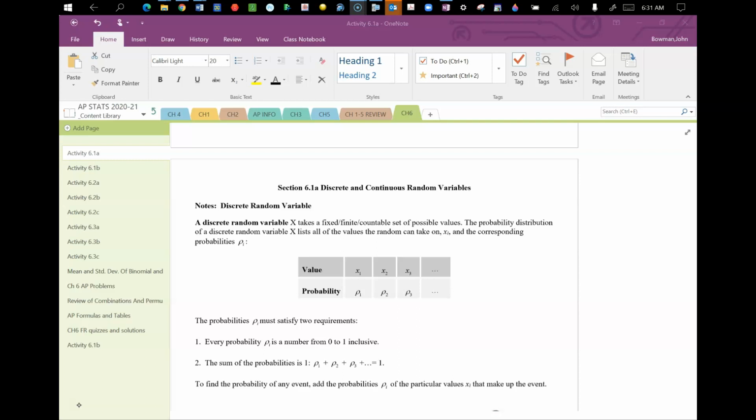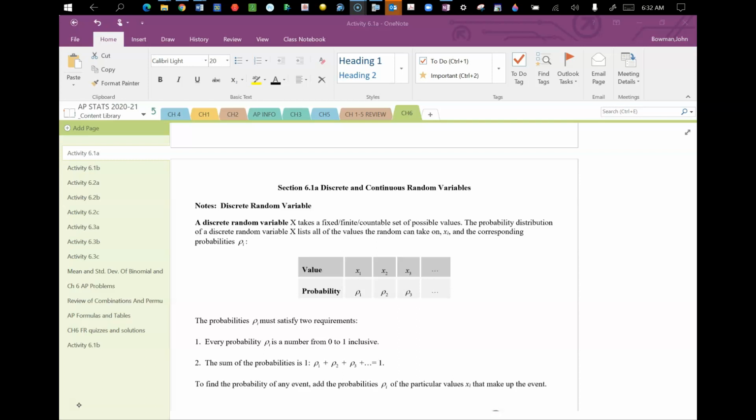So for example, let's say we're rolling a die and we want the random variable to represent the number that comes up on the die. There are some restrictions on that. Each of the probabilities associated with each of the individual outcomes has to be a number from 0 to 1 inclusive, and the sum of the probabilities has to be equal to 1 for all the outcomes in the sample space. It's considered discrete because there's a finite or countable number of outcomes.